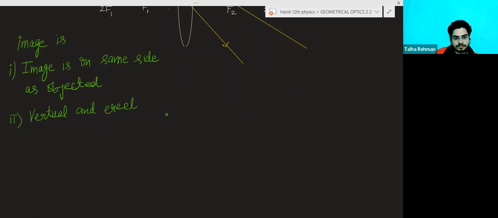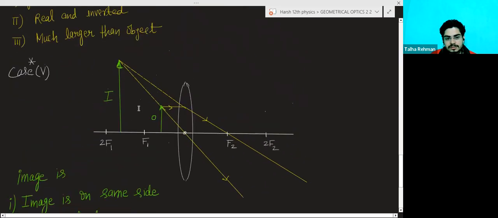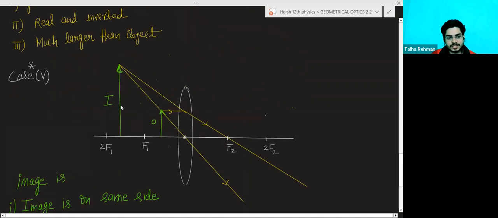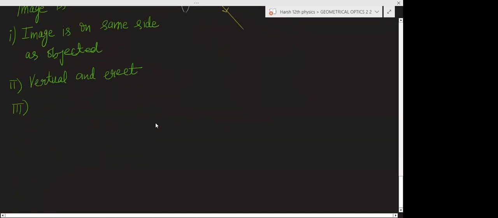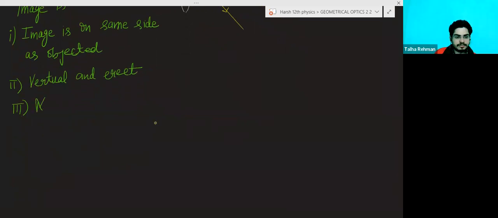You will get this. Third point is the size of the image. See the size of the object and the size of the image. The size of the image is greater than the size of the object. You can say magnified. Magnified means larger than the object.